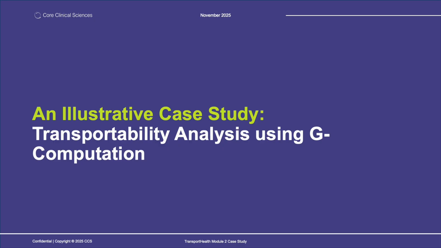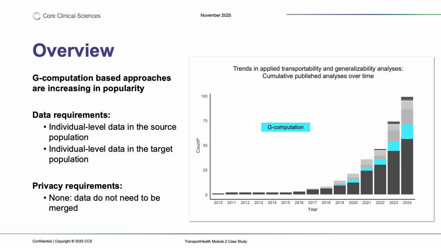As I mentioned before, we're going to go through an illustrative case study on transportability analysis using g-computation. While g-computation is not the most popular approach for conducting transportability analysis, its popularity is increasing, as you can see here in our graph showing the applied transportability and generalizability analyses in the published literature over time. G-computation is increasing in popularity partly because it can be conducted without merging data. What that means is that it's a better approach if you have restrictions that do not allow data to be transferred from one data holder to another.